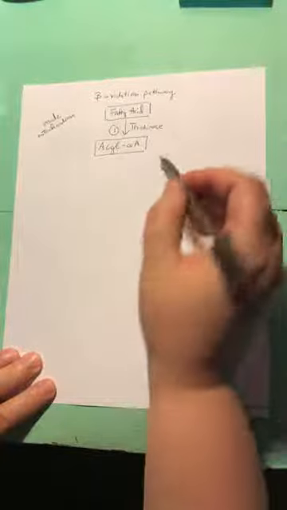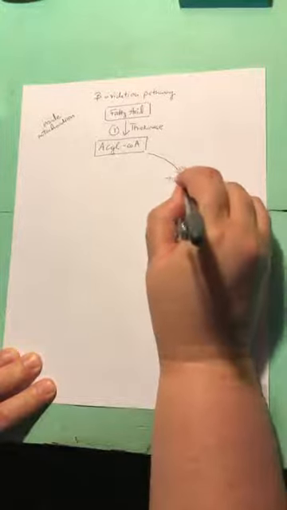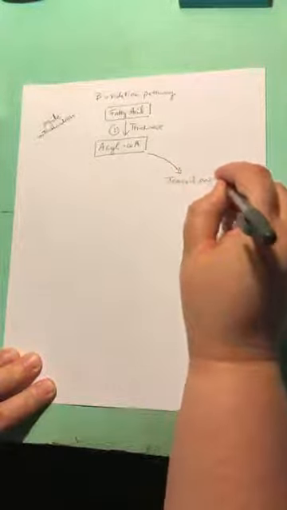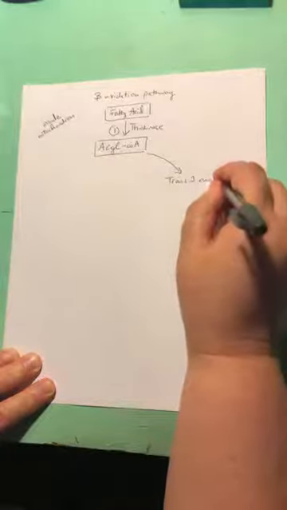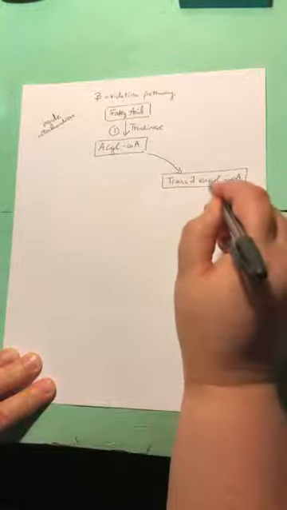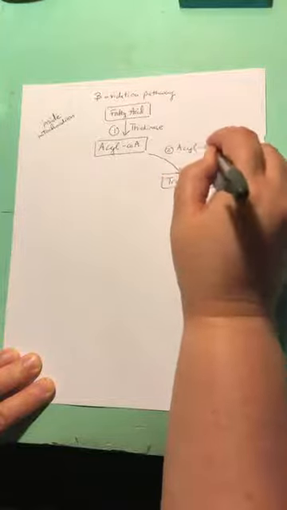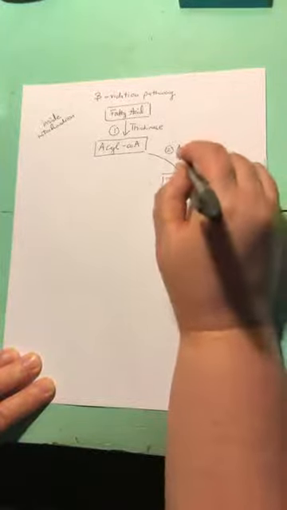thiokinase. So what we're going to have next, let's go ahead and continue our cycle, is we're going to form next a trans 2 enoyl CoA. So trans 2 enoyl CoA. If you have this enzyme present, acyl-CoA dehydrogenase.